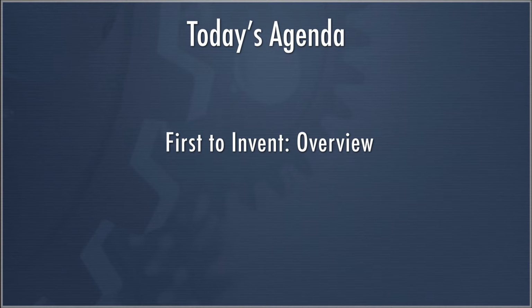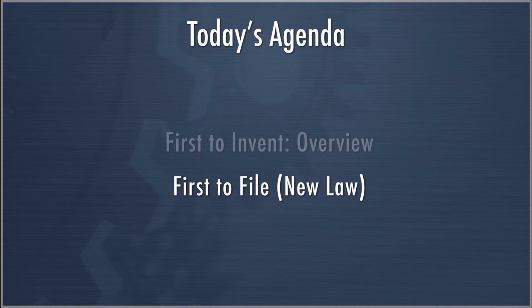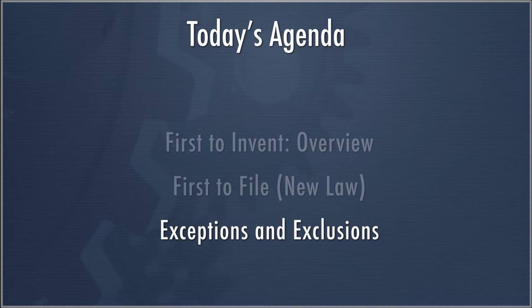The agenda for this lecture is to go through first the first to invent system, which was the system in the United States until the end of March 2013. And then to talk about the first to file system, which replaced the first to invent novelty system as of March 2013. And then talk about some details of the novelty requirement under the new law, exceptions and exclusions, and so forth.